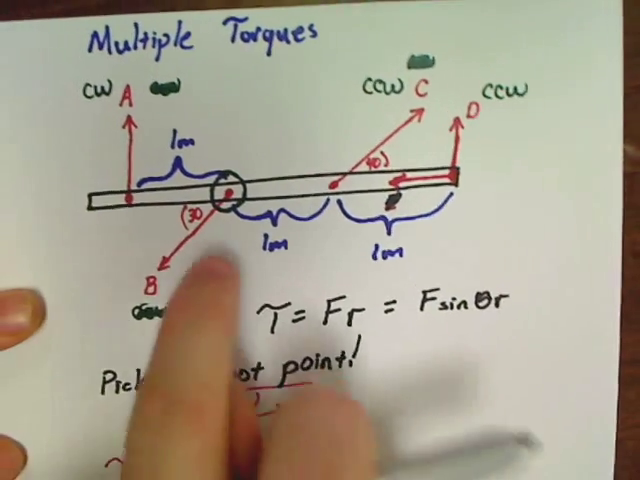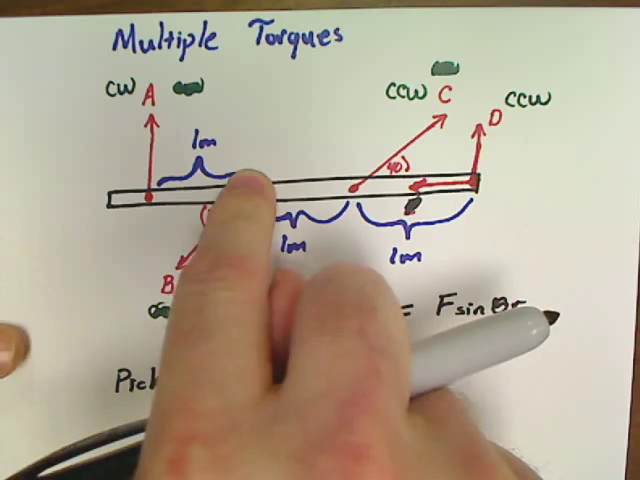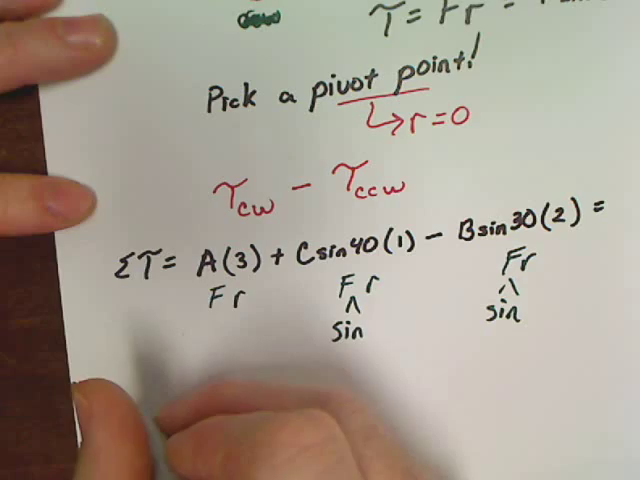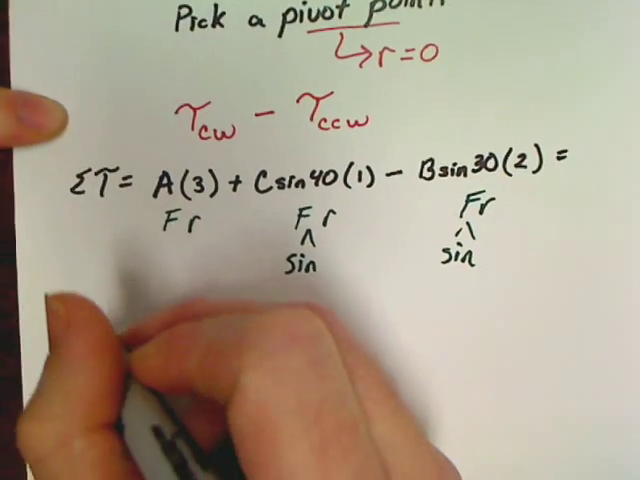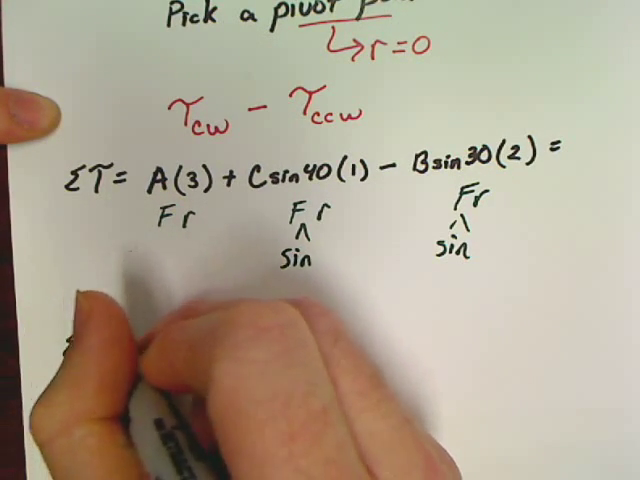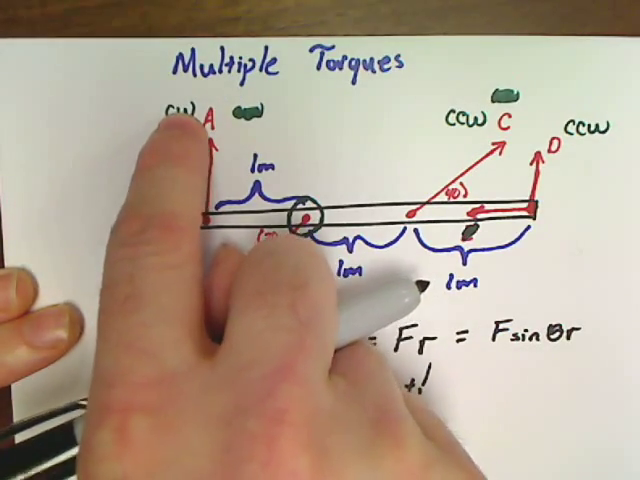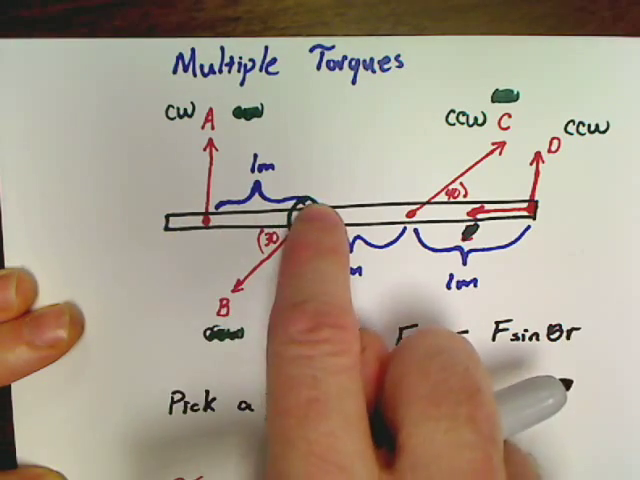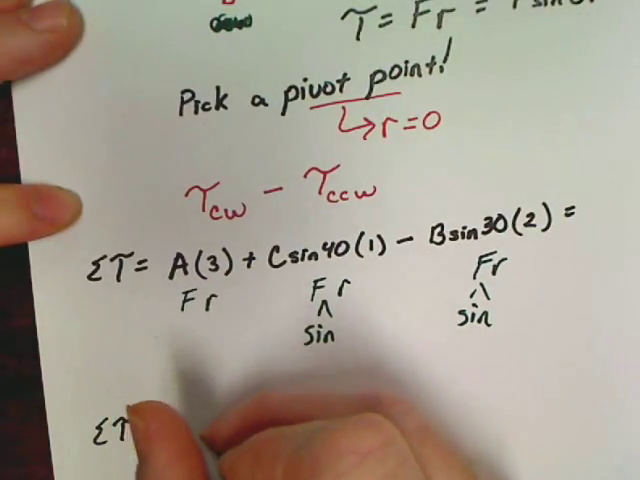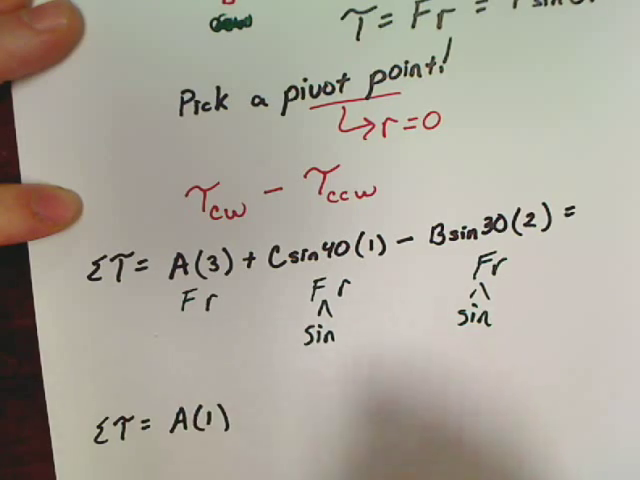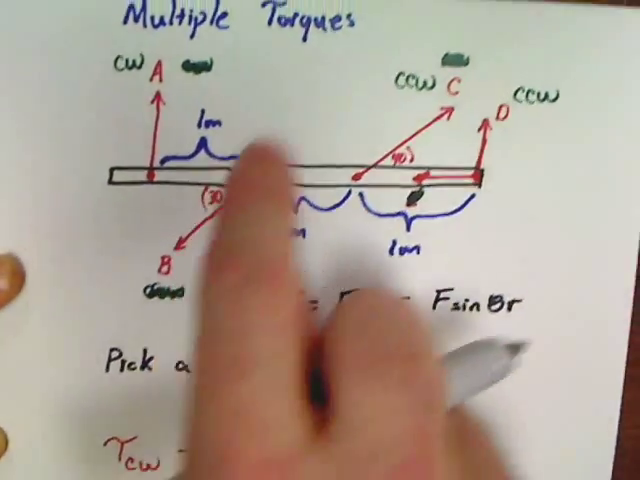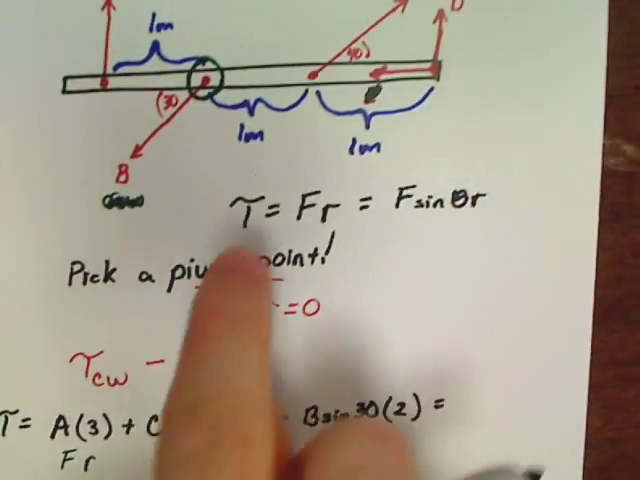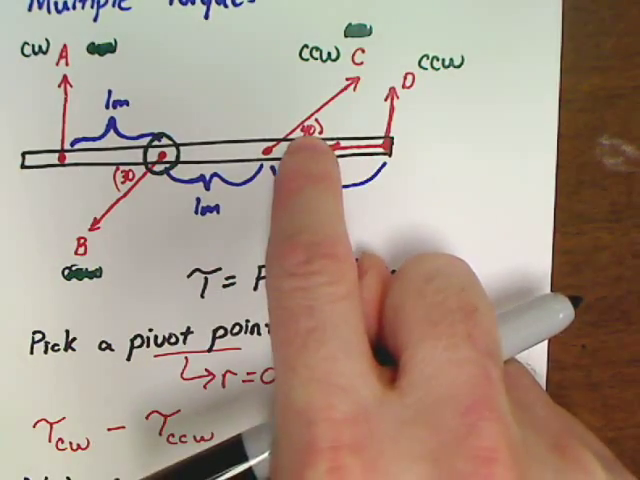Let's do a sum of the torques based upon that pivot point. So I'm going to write down my clockwise, then subtract my counterclockwise. So, sum of the torques. Clockwise, I've got an A, and how far is A from my pivot point? Well, from A to my pivot point is 1 meter. So I've got A times 1. And now, the rest of these torques are counterclockwise, so I'm going to subtract them. So I'm going to write minus. So minus C sine 40.